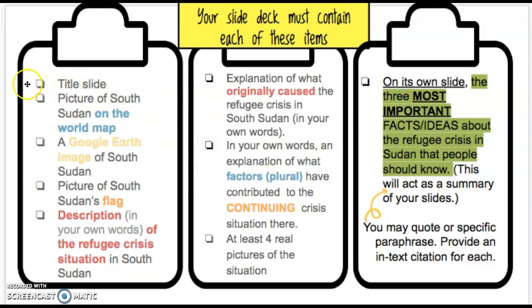So this slide has all of the steps for you. I have not made a slide deck that you can just copy and make your own. This is on you, and I want you guys to be really thoughtful about how you put things together and how you present what is going on in Sudan. So that's part of it: how do I present it and put these ideas together in a way that's going to make a big impact on people?